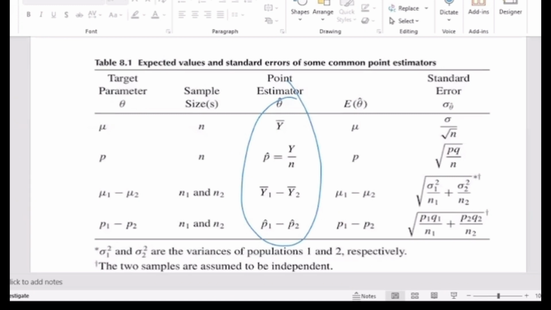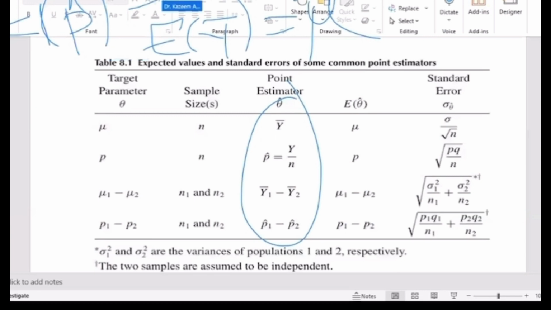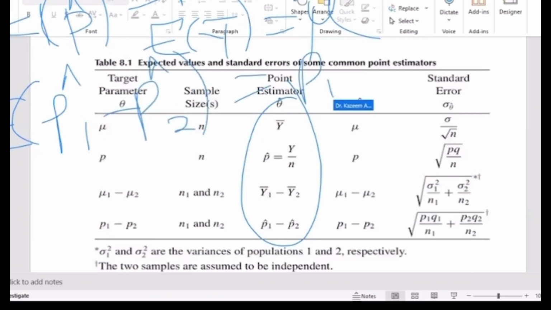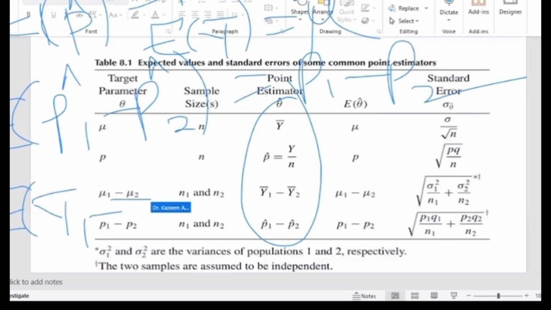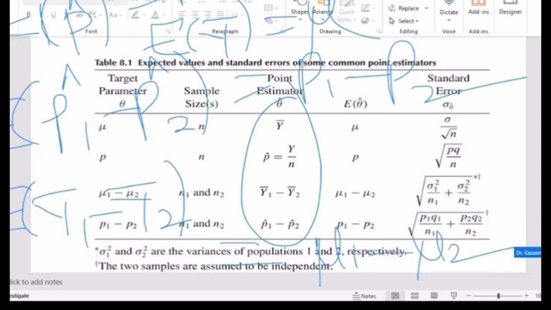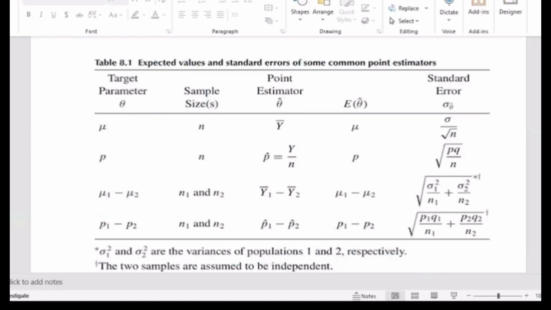Why? Expected value, we've proved that. Expected value of y bar is mu. Expected value of p cap is p. Expected value of p cap 1 minus p cap 2 is p1 minus p2. Expected value of y bar 1 minus y bar 2 is mu1 minus mu2. This has already been proved statistically. Okay, take a look at that. Now, this is the true parameter.